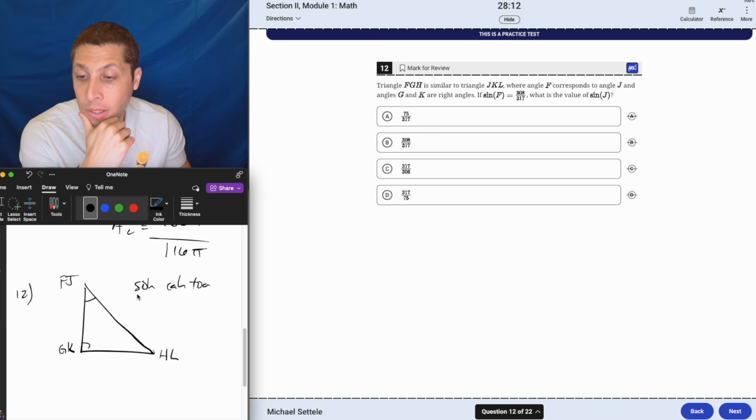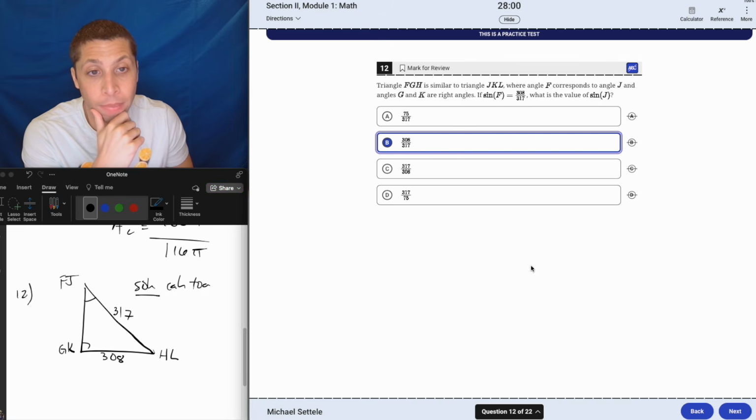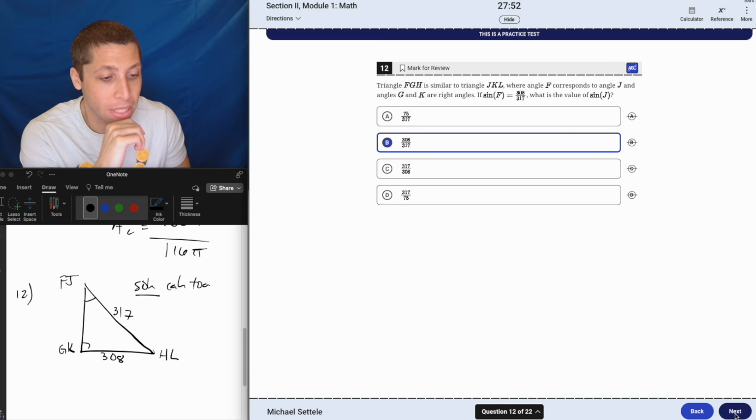SOHCAHTOA, sine of F is opposite, so that's 308. Hypotenuse is 317. What is the value of sine of J? Same thing, 308 over 317. Same angle. So you just draw these out. Just see it, because they're always easy. You just gotta see it and make sure you don't make a mistake.